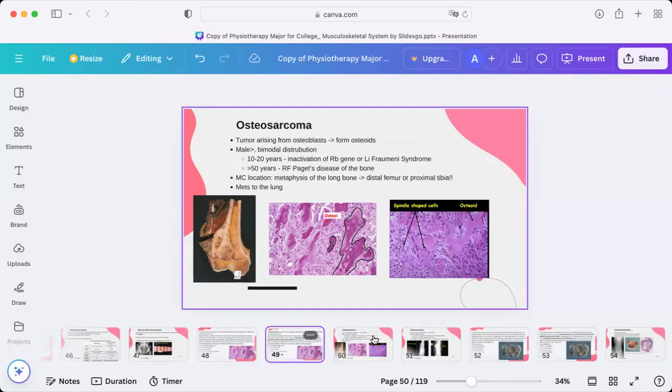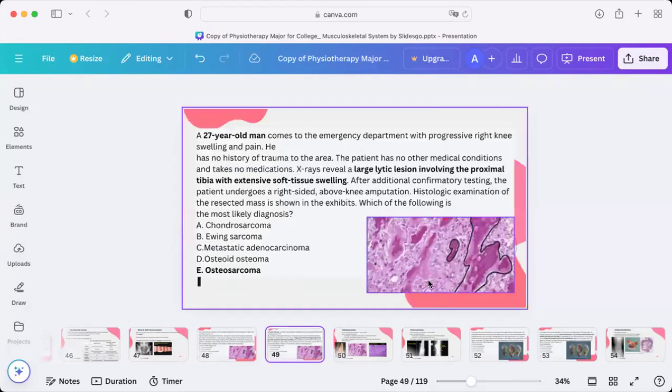Another thing, I hope you guys didn't read it. Where is the most common location of metastasis of osteosarcoma? I know a lot of pathology doctors like to ask this as well. Good job. You guys are doing amazing.